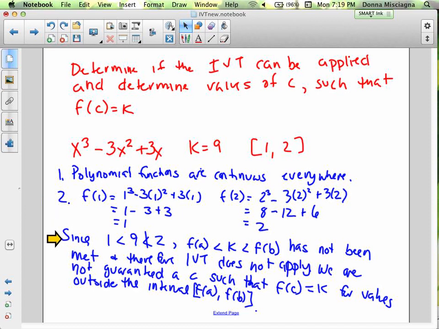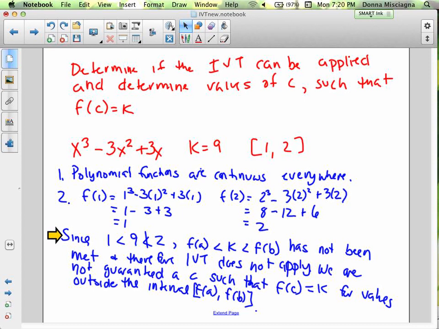Right, since 9 is not between 1 and 2, f of a less than k less than f of b has not been met, and therefore the intermediate value theorem does not apply. We are not guaranteed a c such that f of c equals k for values outside the interval f of a, f of b. All right, so since k is outside our interval, that's it.